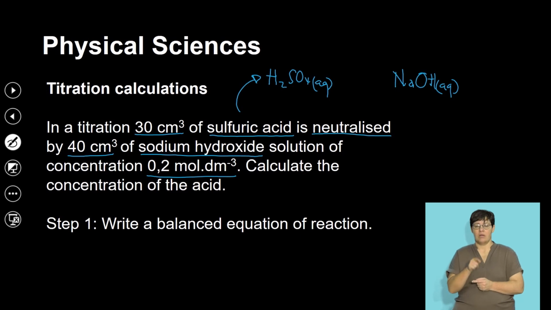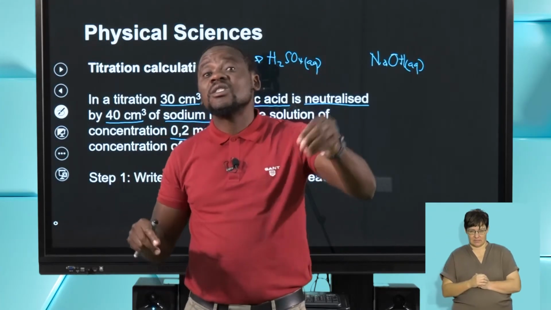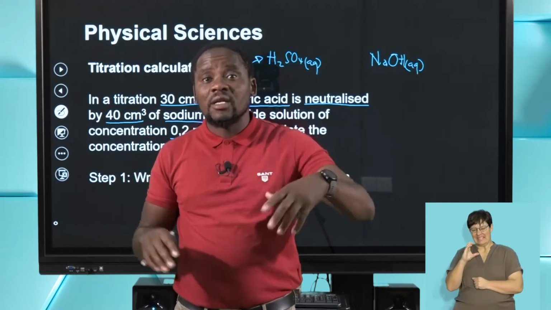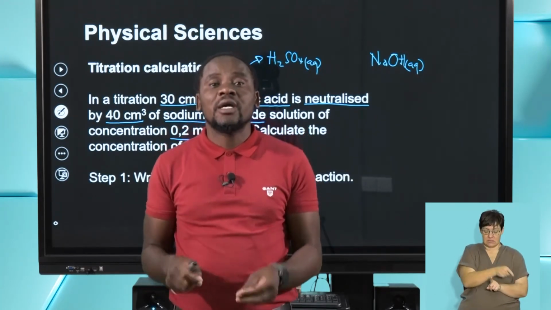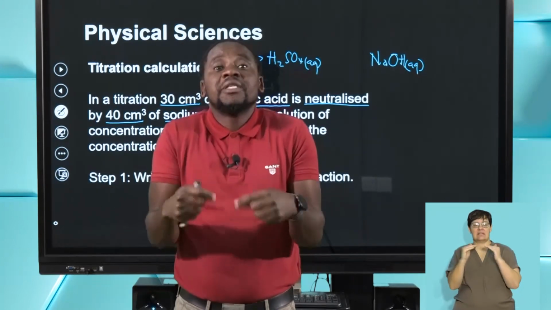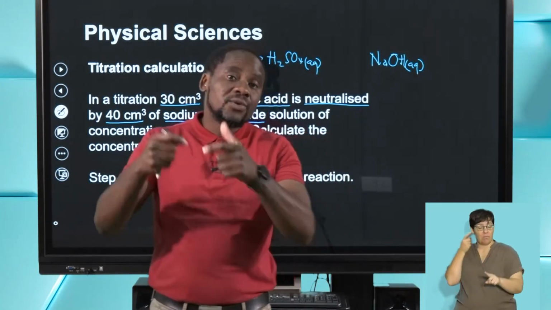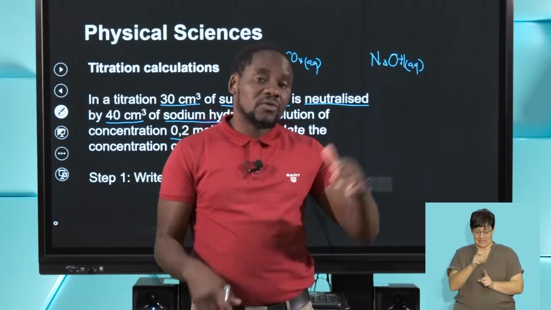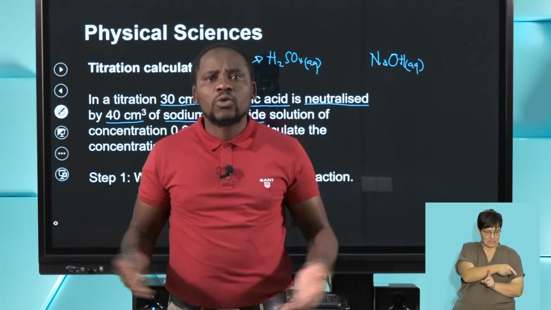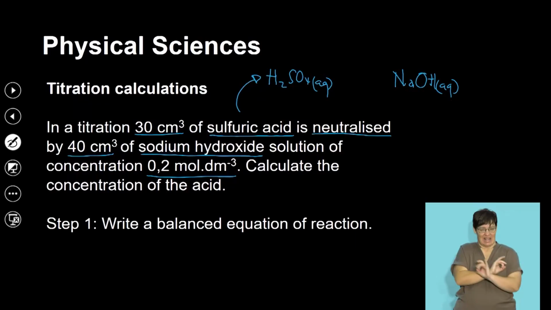All right, now calculate the concentration of the acid. One thing that stands out from the onset is that the concentration of the base is given. In other words, what does that imply? It says to us that this base is actually our standard solution. Then our intention from then on is to use this known concentration to determine the unknown concentration of the acid. That's what becomes clear from the onset, right? And then it says, step number 1, write down the balanced equation of reaction.